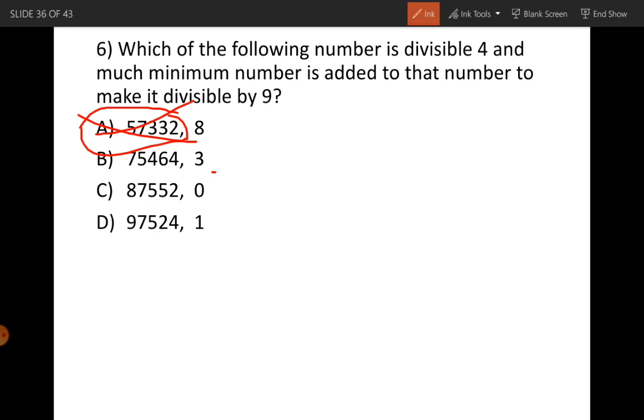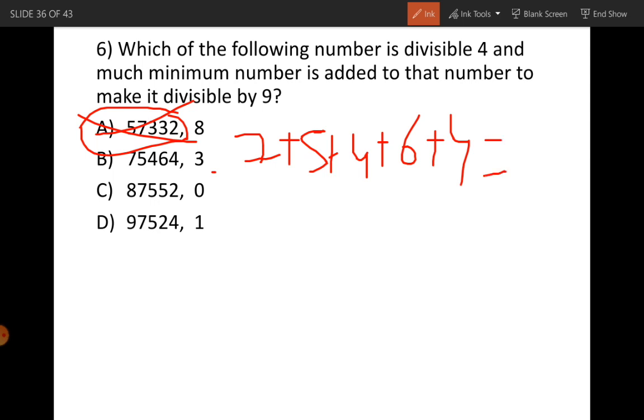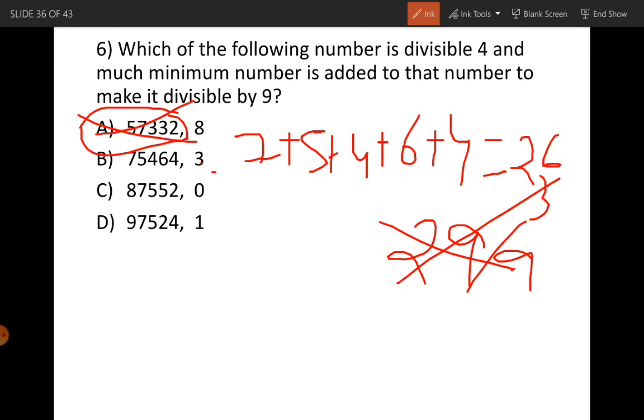Next is 7 plus 5 plus 4 plus 6 plus 4. 7 plus 5 is 12, 12 plus 4 is 16, 22, 26. 26 is not divisible by 9, and we have to add this number 3. 26 plus 3 is equal to 29. 29 is not divisible by 9, so option 2 is also not the correct answer.